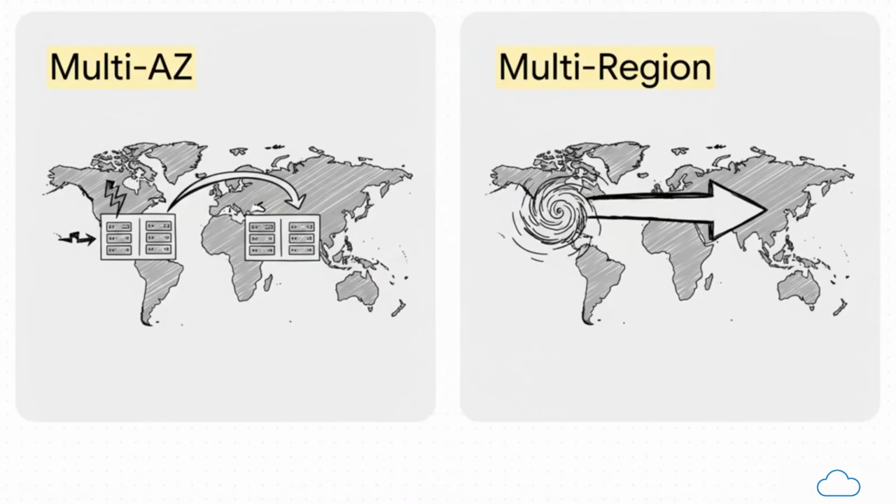And this is a classic point of confusion. Multi-AZ is about high availability within one geographic area, protecting you against something like a single data center losing power. Multi-region, on the other hand, is a much larger-scale disaster recovery strategy. It protects you against a catastrophic event like a hurricane that impacts an entire region. Just remember the difference in scale.